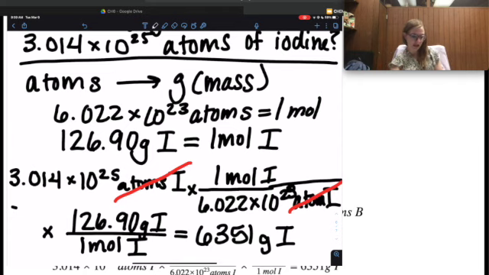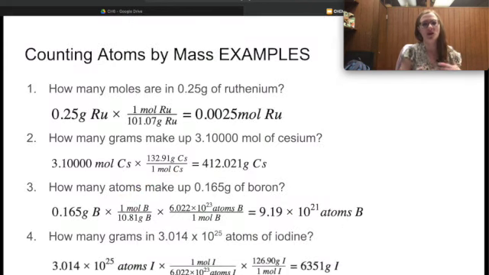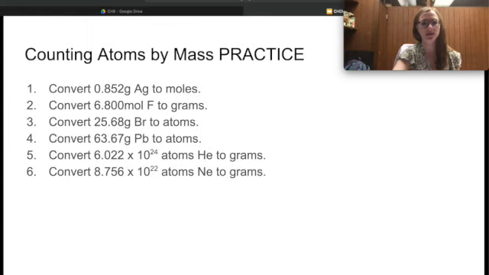Okay, so that's an idea of how we can go back and forth between counting mass, counting atoms by mass, figuring out how many atoms are in a certain amount of mass. But again, it's a little bit more useful, and what we tend to do more often is go in between moles and grams.